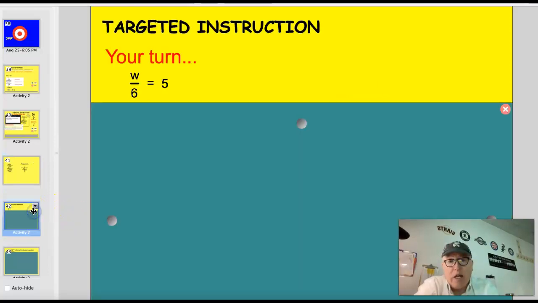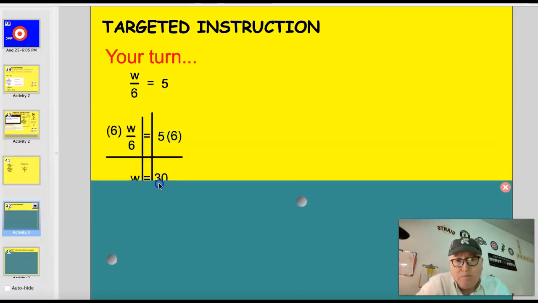I'd like you to go ahead and take a look at one more time here. W divided by 6 equals 5. Well, we know the answer is going to be 30 because 30 divided by 6 equals 5. That's not what's important here. I know you can multiply these together and get 30. But again, I need you to trust that it's about the process, not about the answer.